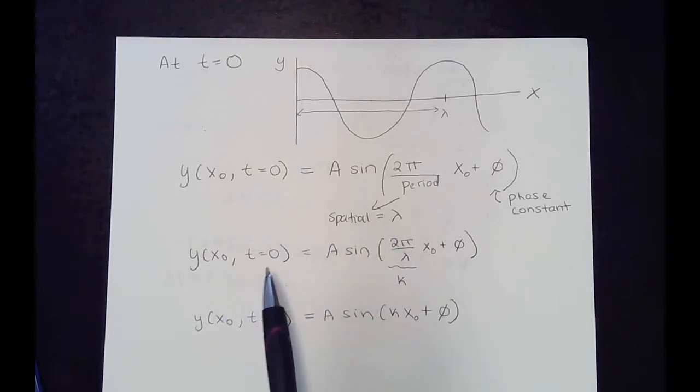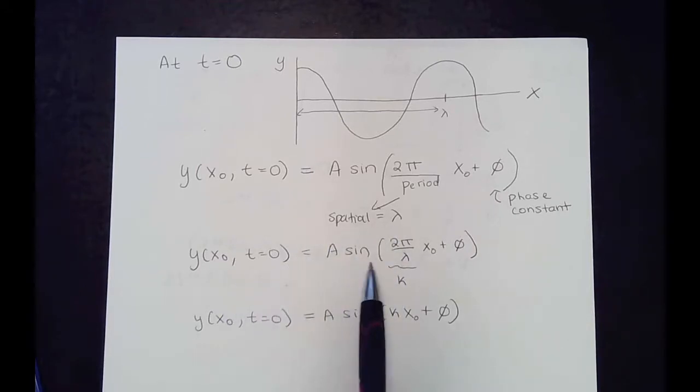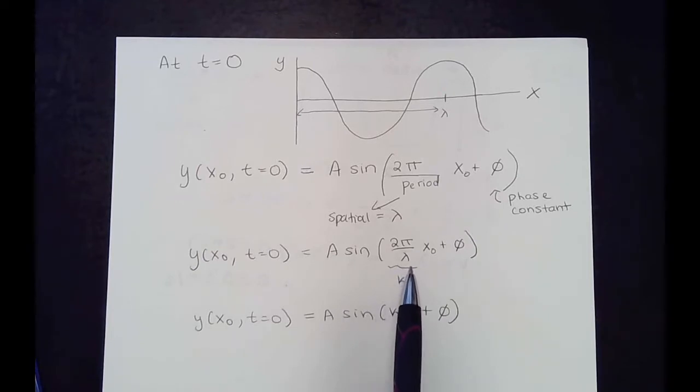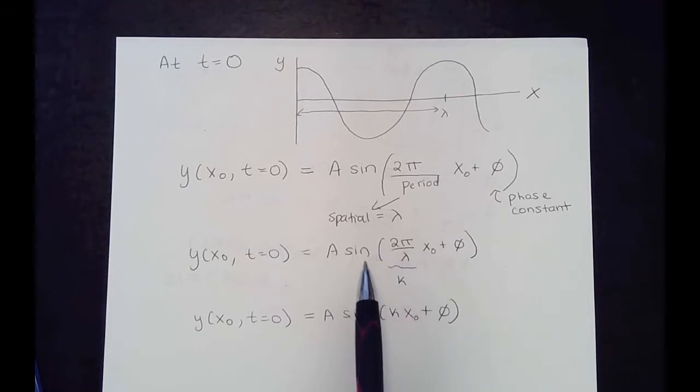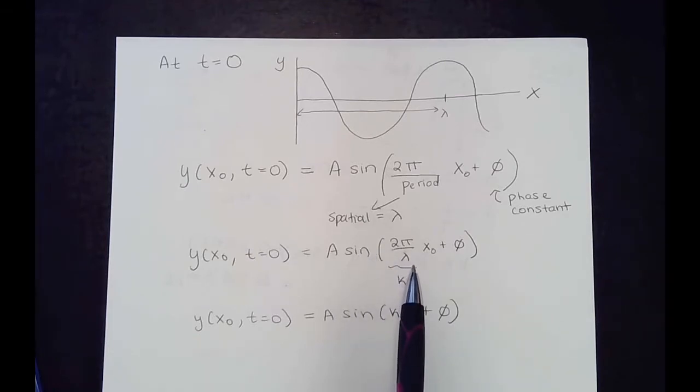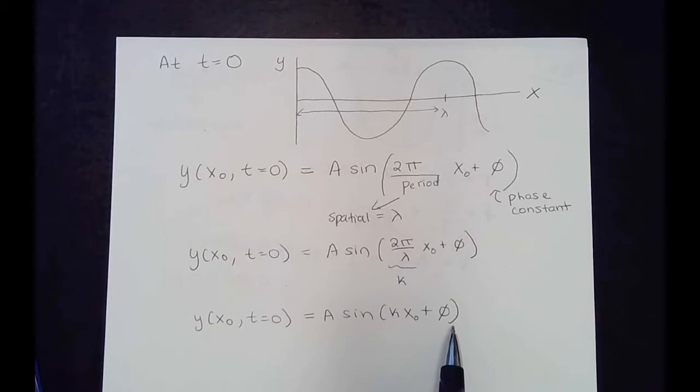So we have y at x naught, t equals 0, is A sine 2 pi over lambda x naught plus phi. And this quantity 2 pi over lambda is the wave number k, and that's in radians per meter. So we can just rewrite it here. We have A sine kx naught plus phi. And now what I want to do is expand this to include the temporal component.